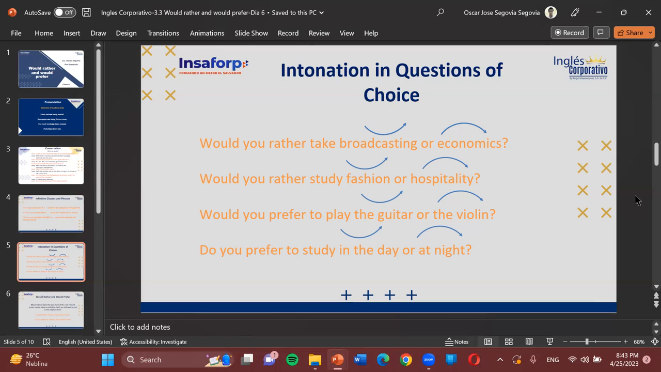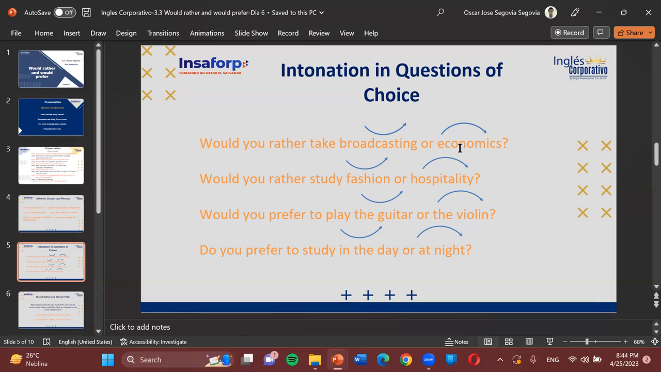Something to take into consideration when we talk about these questions of choice is the fact that here you have the first option. With the first option, the intonation is going to go up. Okay, so you're going to say broadcasting or economics. With the second option, or let's make it clear, the last option, because as I said before, we may have three options. So in the case that we have three different options in the question, the first and second are going to be rising intonations. That means that you're going to pronounce them with a strong voice. Okay, you're going to say broadcasting or economics.